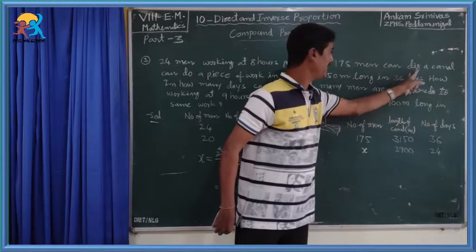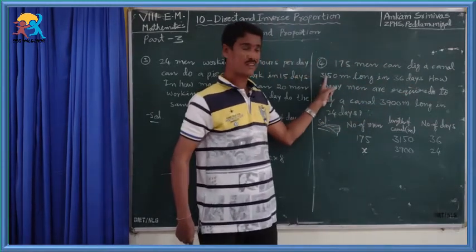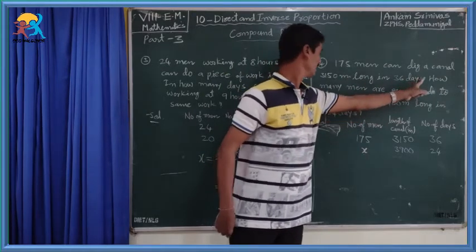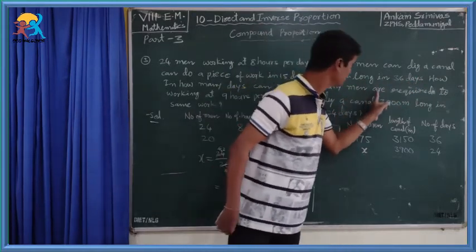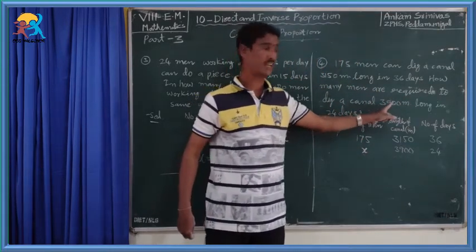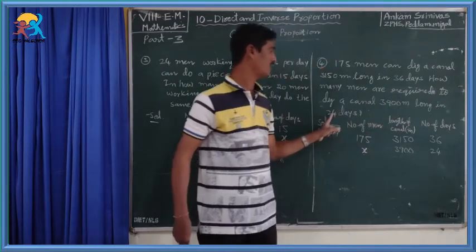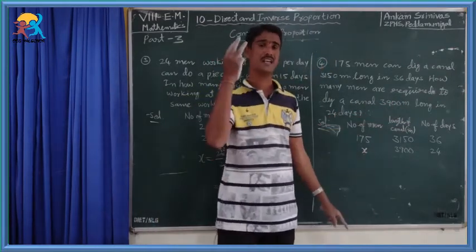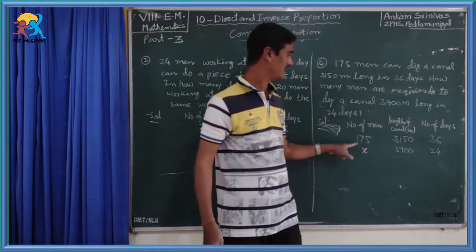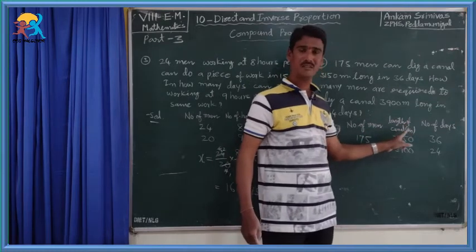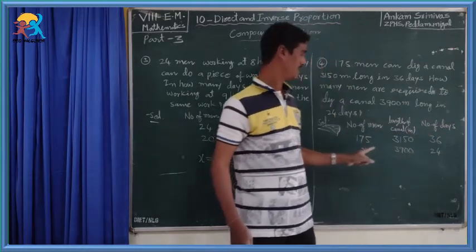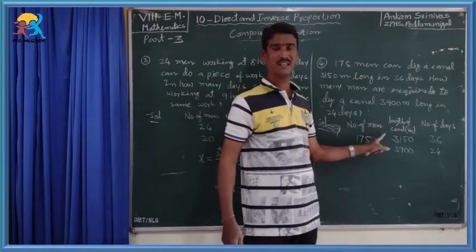175 men can dig a canal 3150 meters long in 36 days. How many men are required to dig a canal 3900 meters long in 24 days? We have here three quantities: number of men, that means number of workers, length of the canal in meters, and number of days to complete the work. We require the number of men.